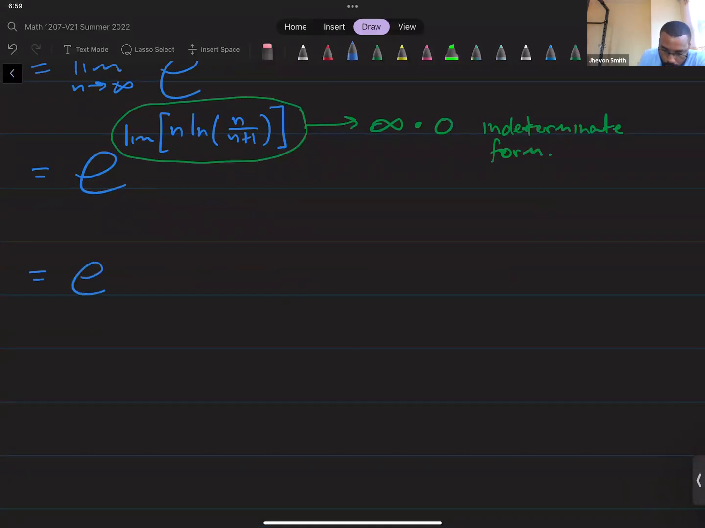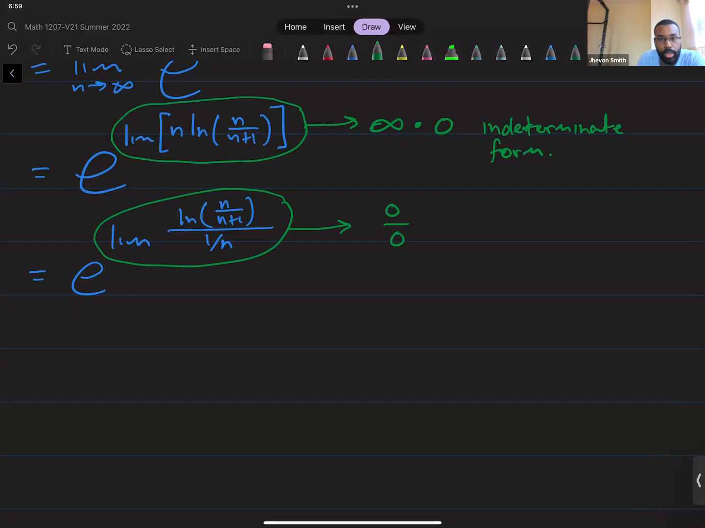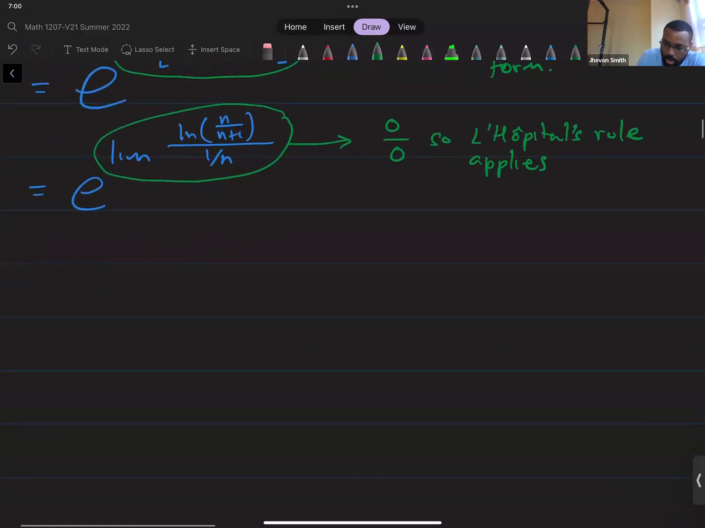I would leave one of these factors and take the reciprocal of the other one and put it in the denominator. So I can write n as 1 over 1 over n. Now, if you look at this limit, the top approaches 0 and the bottom approaches 0. So L'Hopital's rule applies. According to L'Hopital's rule, you have to say it with a French accent or it might not work, this limit is going to be the same as the derivative of the top divided by the derivative of the bottom.